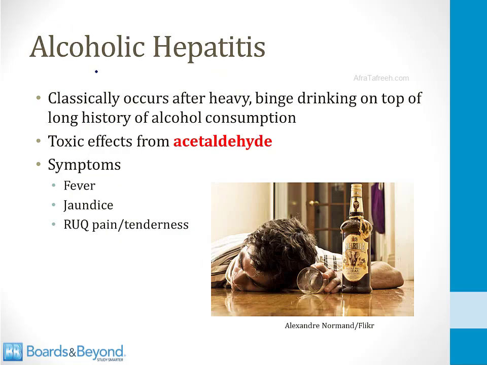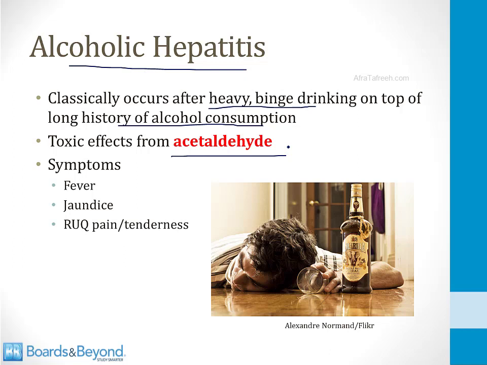A second problem that alcoholism can cause is acute hepatitis. This classically occurs after heavy binge drinking in someone who has a long history of heavy alcohol consumption. And in the biochemistry modules, I talk about how acetaldehyde is formed from heavy alcohol consumption and how acetaldehyde can lead to destruction of hepatocytes and acute hepatitis.